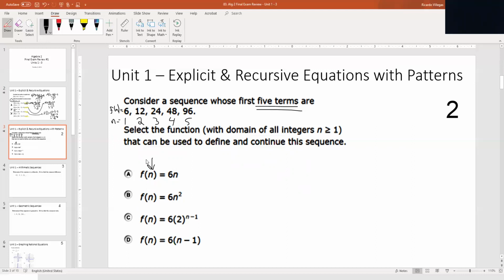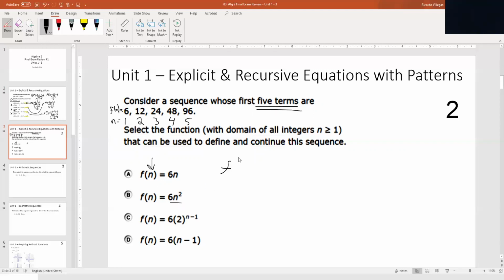So that means that if I were to plug in a 2 to these equations, the equation that is the correct one will give me 12 as an answer. If I were to plug in a 4 into the n, my answer will be 48. And the way you do these problems is you kind of have to guess and check. So I'm gonna guess, I think it might be this one.